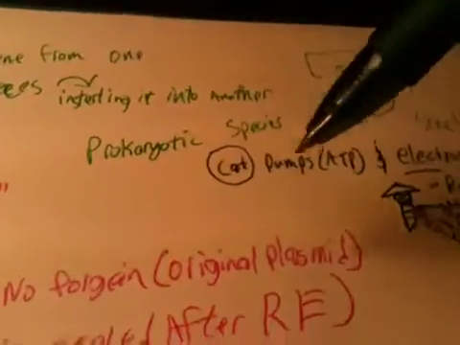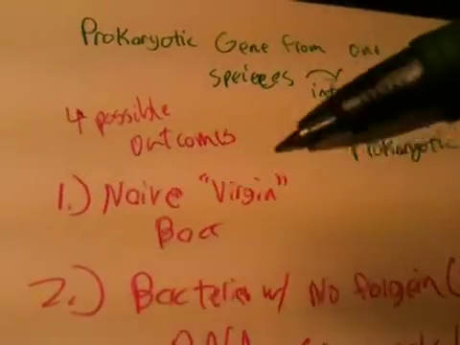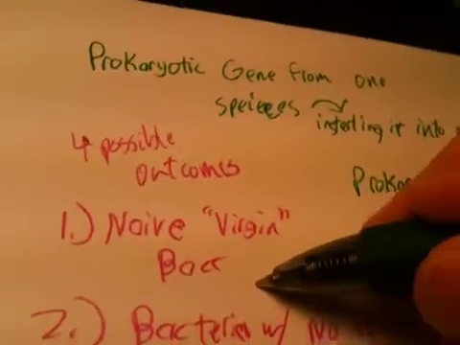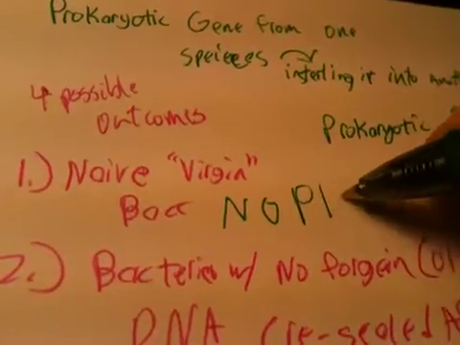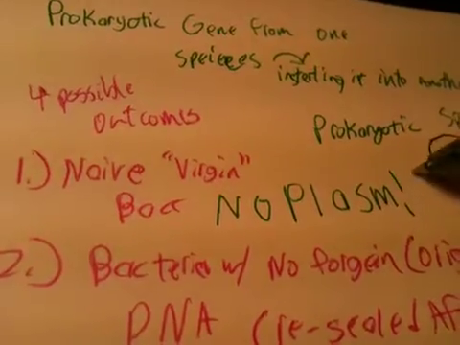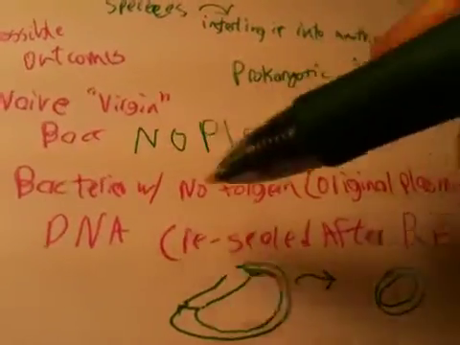So when we're trying to do this, whenever we apply the calcium pumps or whatever, well, there are 4 possible outcomes. We could have naive or virgin bacteria, and what that is, is bacteria that have no plasmids. No plasmids. Bacteria that have no foreign DNA, the original plasmid.